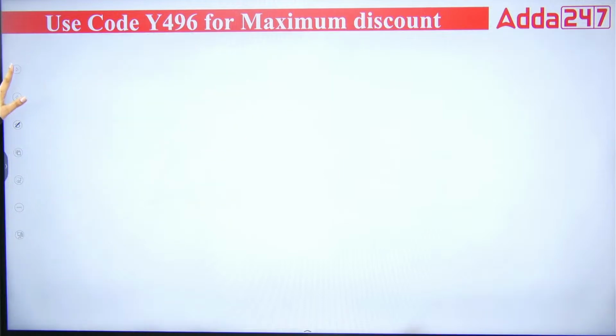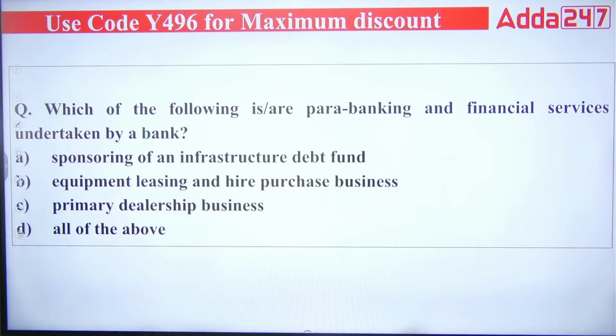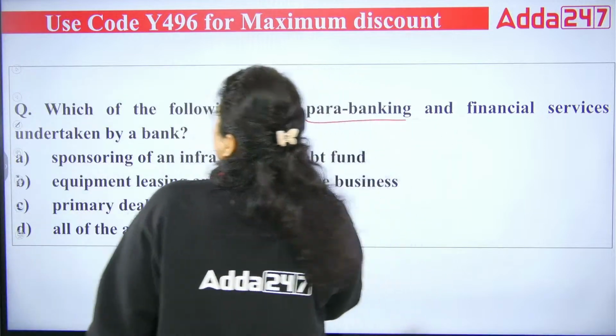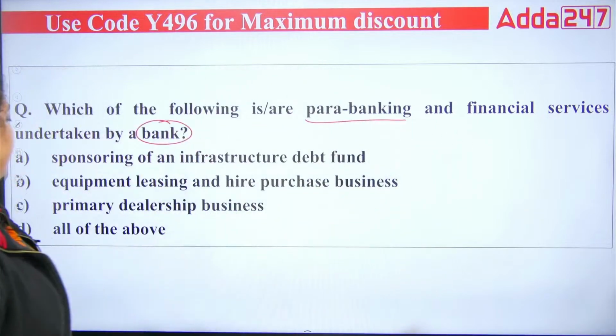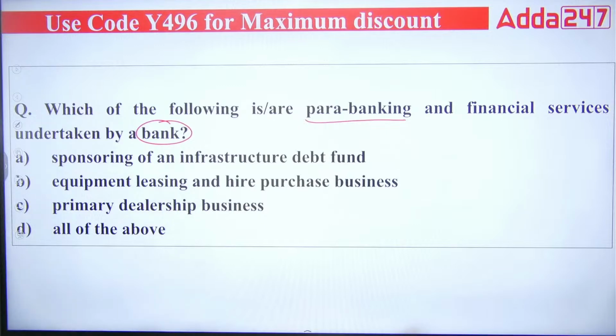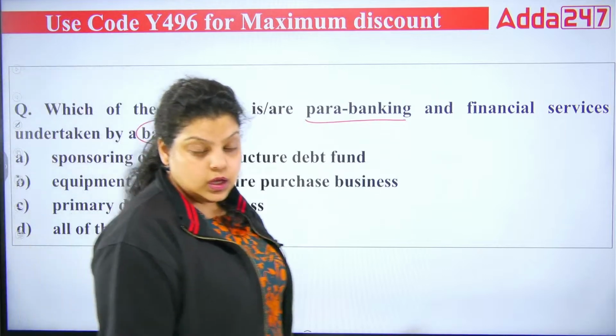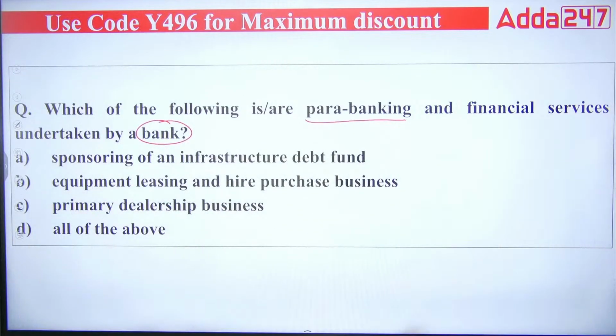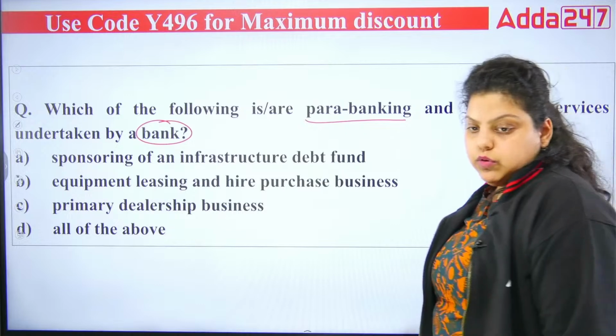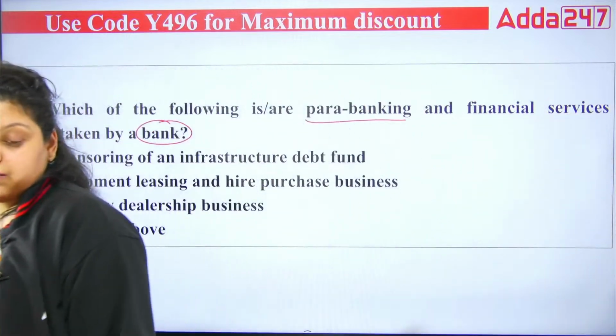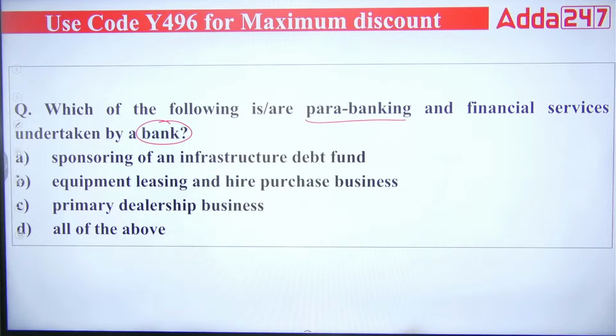Now, which of the following are para-banking and financial services undertaken by a bank? First is saying sponsoring of an infrastructure debt fund. Second, equipment leasing, hire purchase. Third, primary dealership business. Fourth, all of the above. So what do you think, which of the following is a para-banking and financial service undertaken by banks? A, B, C or D?